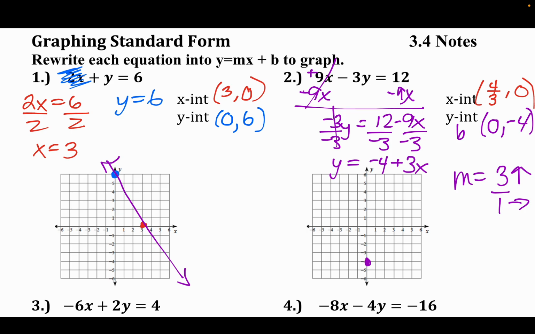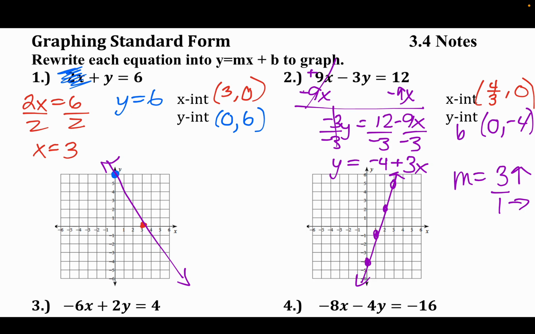Rise 3, run 1, make a dot. Rise 3, run 1, make a dot. Rise 3, run 1, make a dot. This is going to be my graph, and I technically don't need those little triangles. Okay? All right, if you need to pause the screen, copy what you see, and we can go to the next problem.